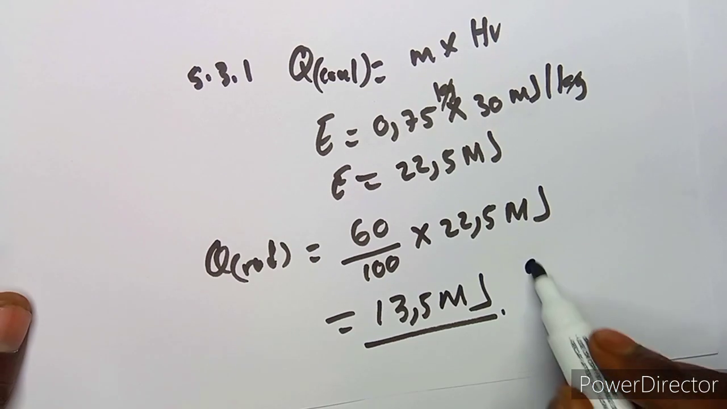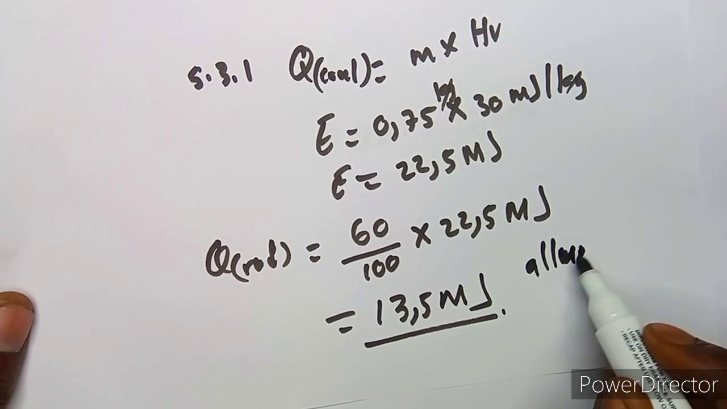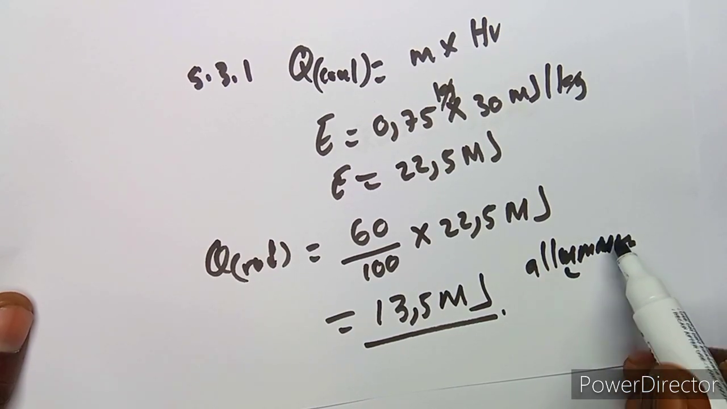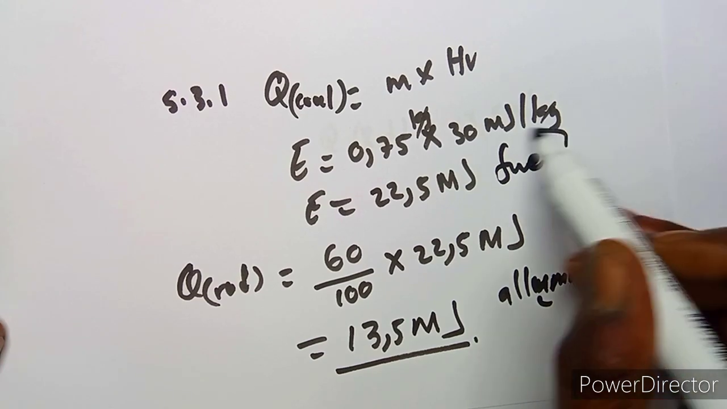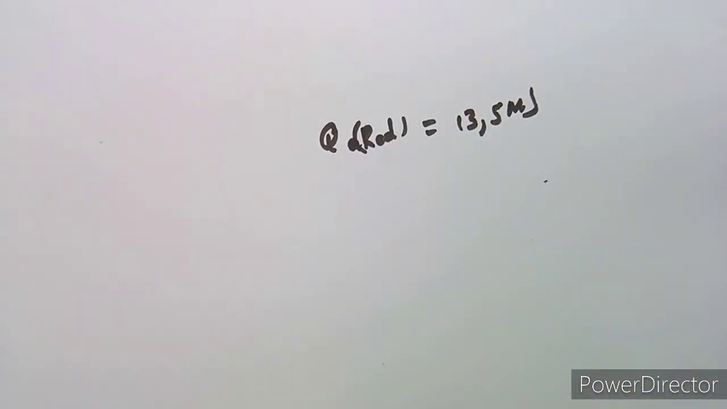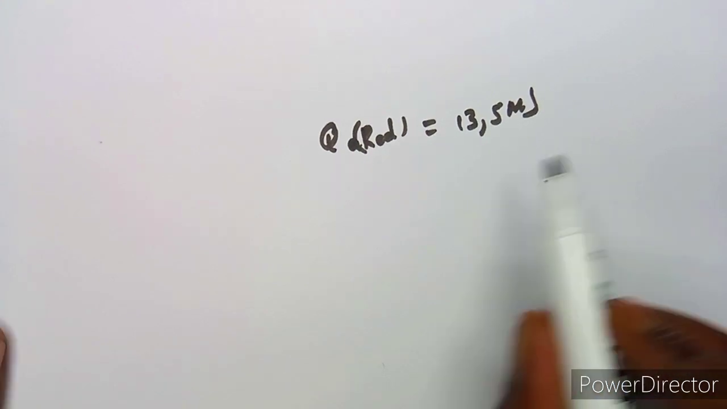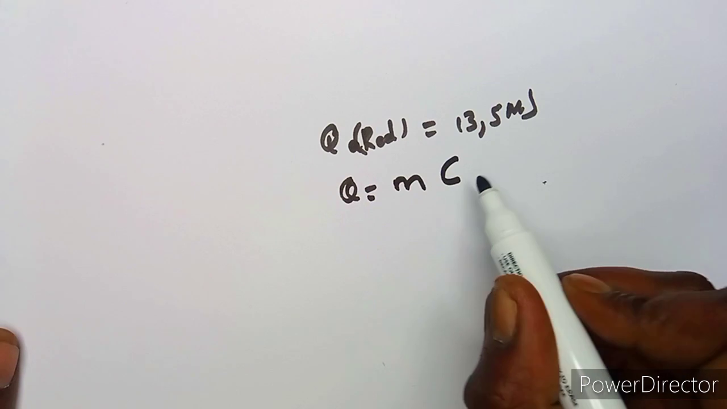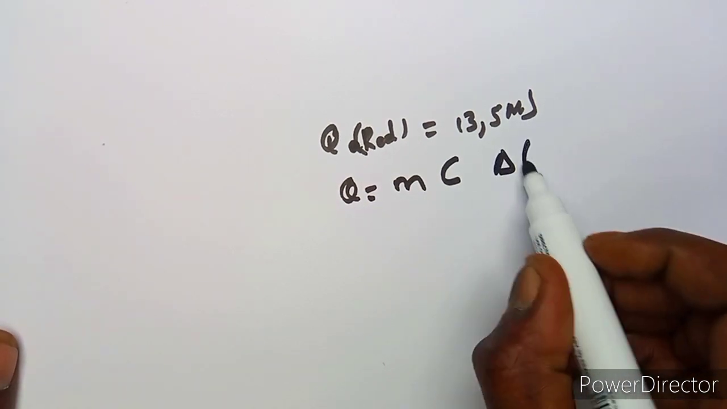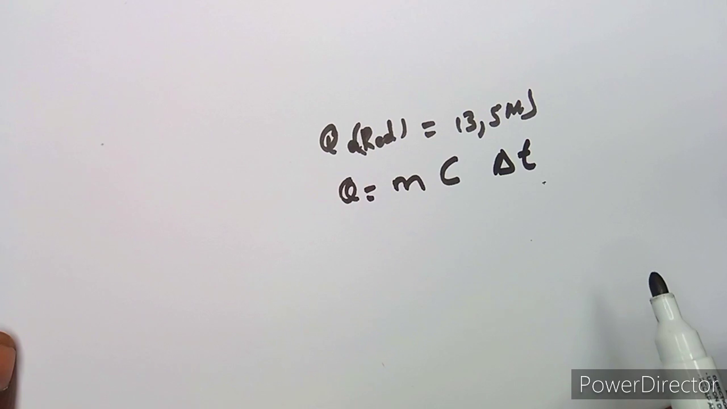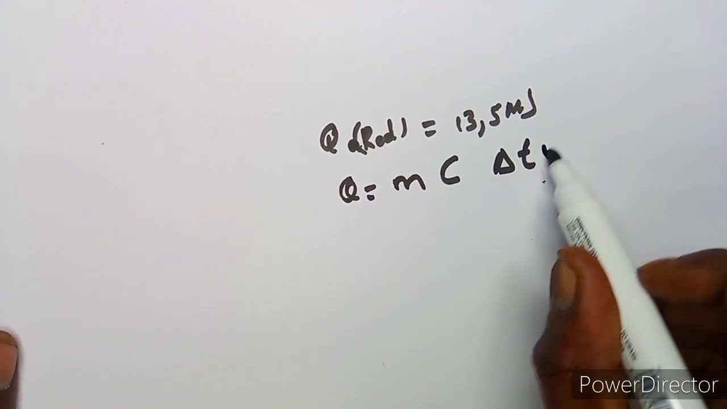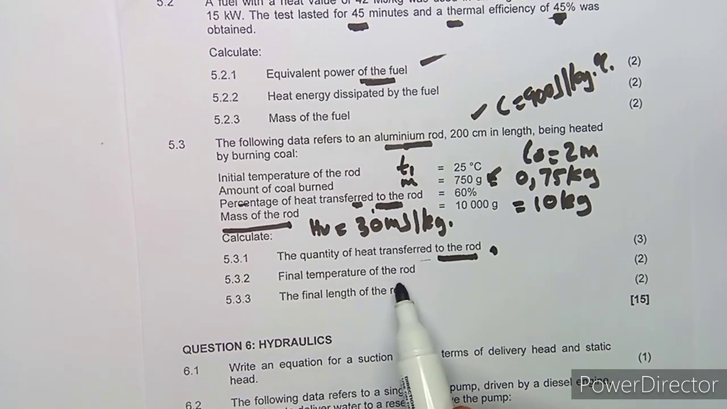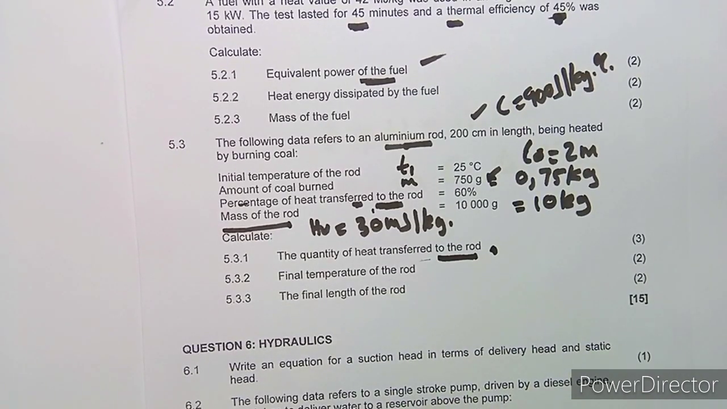And this is for the aluminium, which is the rod that you are given, which is not the fuel. So we are not talking of the heat of the fuel here. We are talking of the heat of the rod, which we know that Q is equivalent to mass times the specific heat capacity times the change in temperature. So what we can do is to calculate the change in temperature, because the question wants us to find the final temperature.